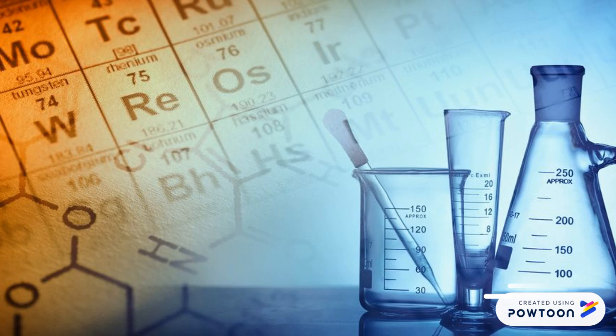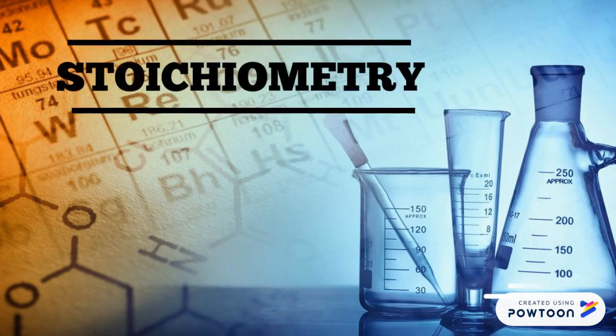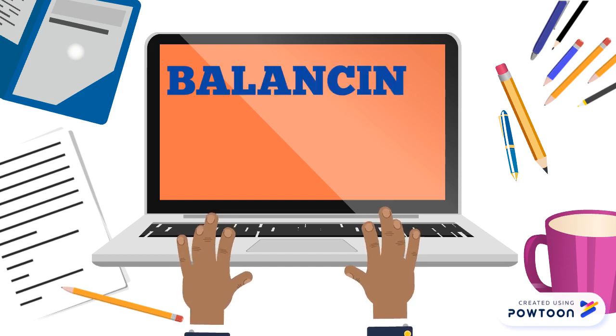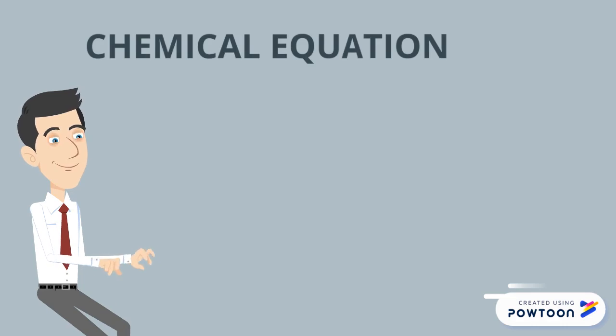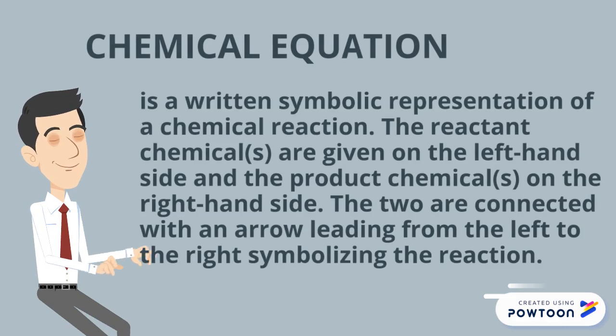Today, we're going to study stoichiometry: balancing chemical equations. We need to know what a chemical equation is. A chemical equation is a written symbolic representation of a chemical reaction. The reactant chemicals are given on the left-hand side and the product chemicals on the right-hand side. The two are connected with an arrow leading from the left to the right, symbolizing the reaction.